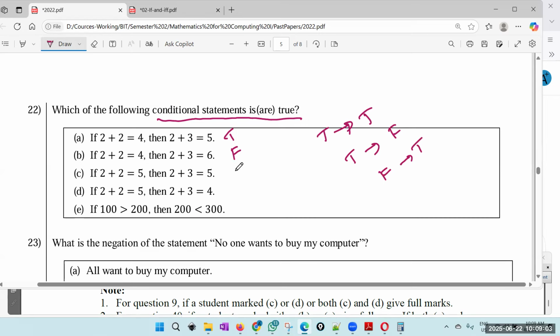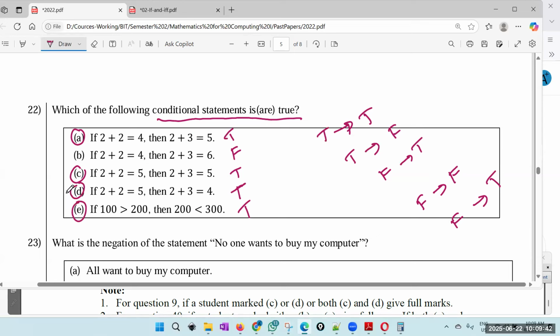But anyway, let's first go through the truth table. 2 plus 2 is 5, that is false. 2 plus 3 is 4 is false. Right. According to the truth table, this is true. If 100 is greater than 200, that is false, implies 200 is less than 300, that is true. False implies true is true for me. Okay, if I go by the truth table, my answers are A, C, D, E.